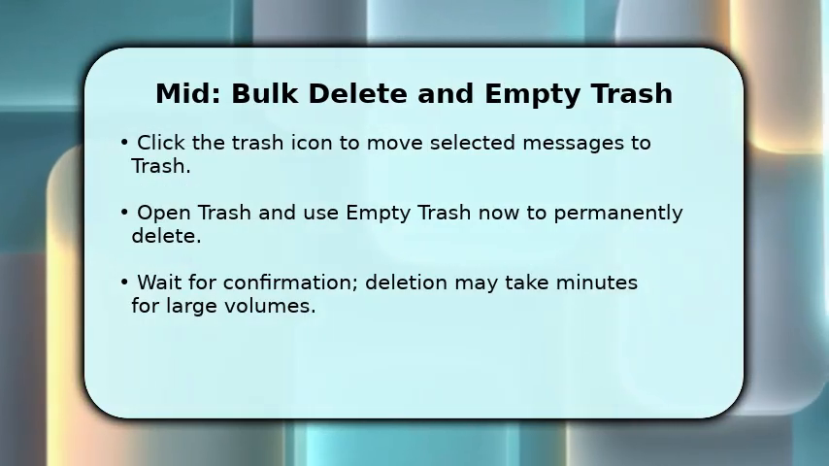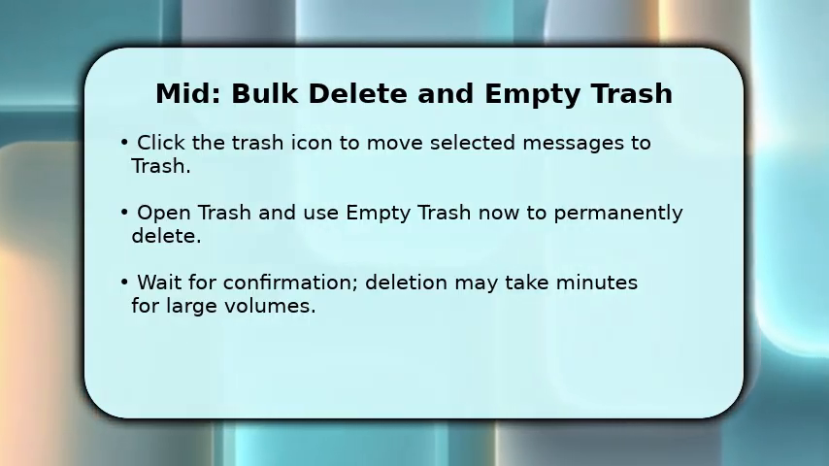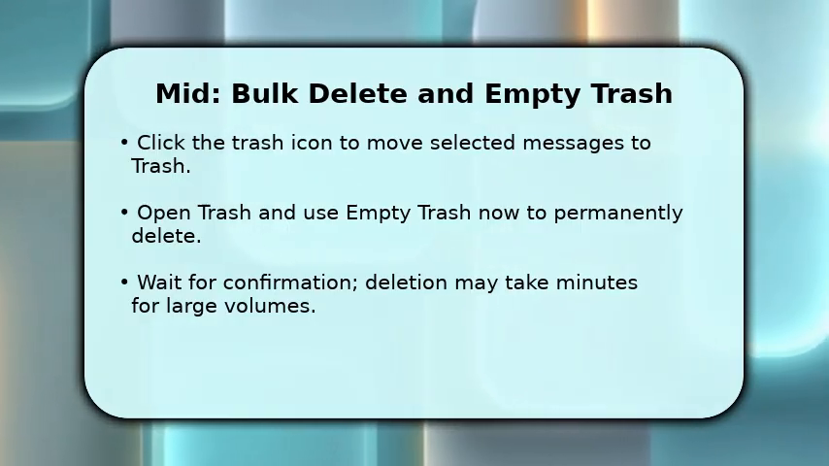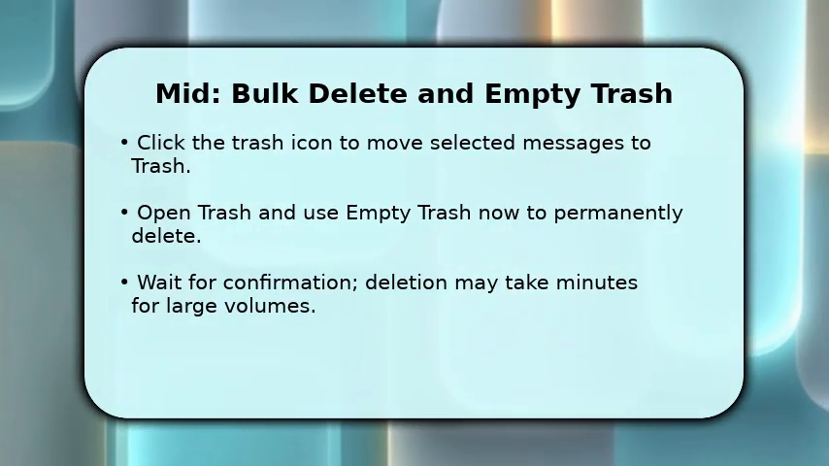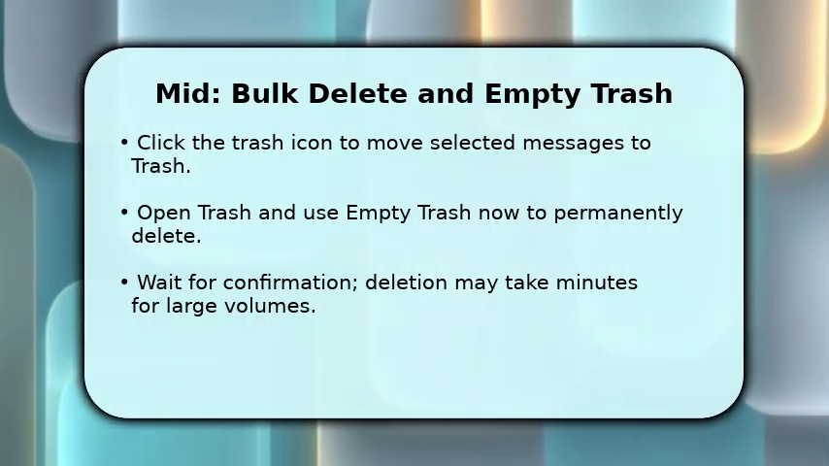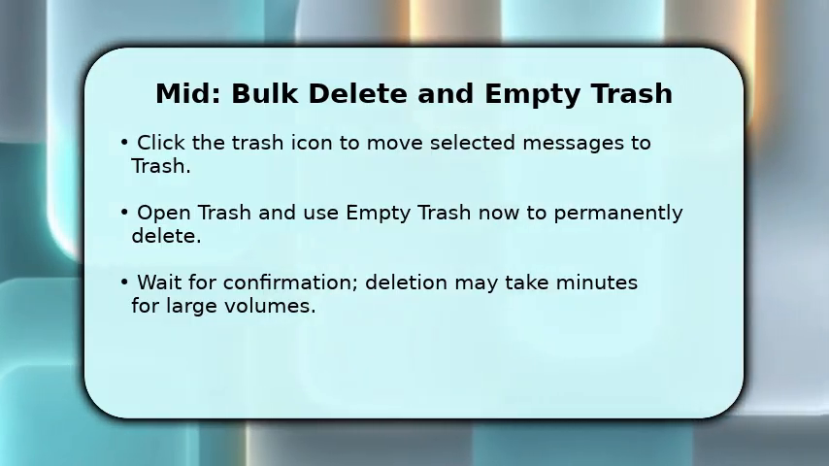Once moved, navigate to the trash label, make sure the list matches your selection, and choose Empty Trash now to permanently erase them. Gmail keeps items 30 days otherwise. If you have thousands of emails, the permanent removal can take several minutes as servers process the request, so remain on the page until Gmail confirms completion.